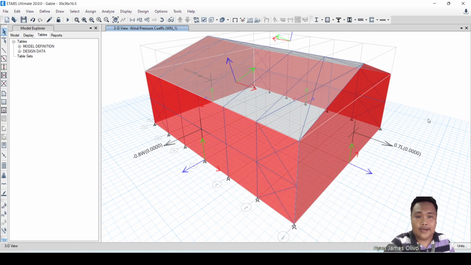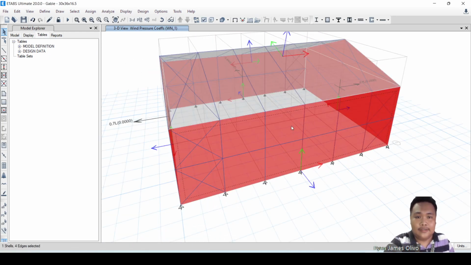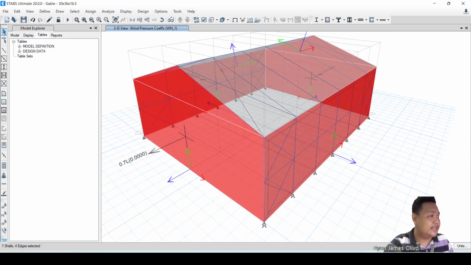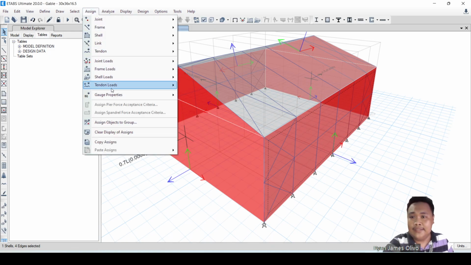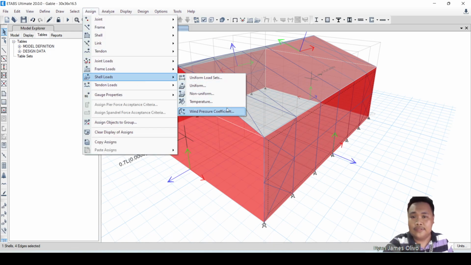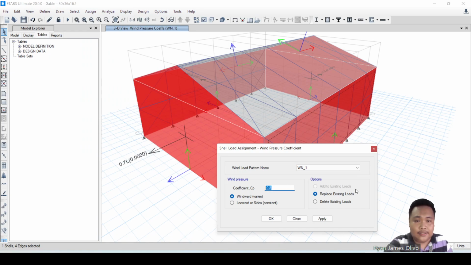Next for our side here, this is negative 0.5. So assign shell loads, wind pressure. This is 0.5 positive, suction, leeward. So apply. Then PS. Also for the wind normal, apply PS. Let's check again, apply PS.